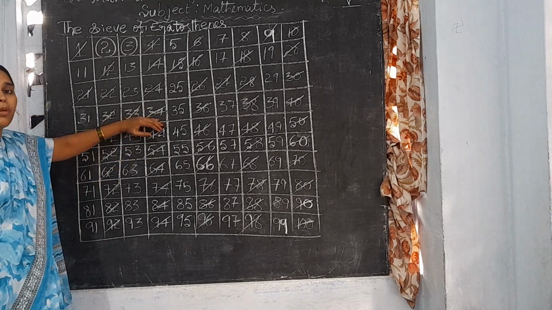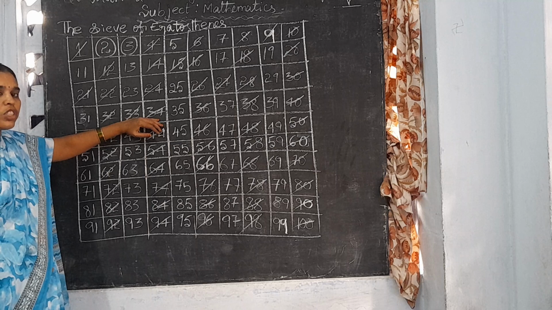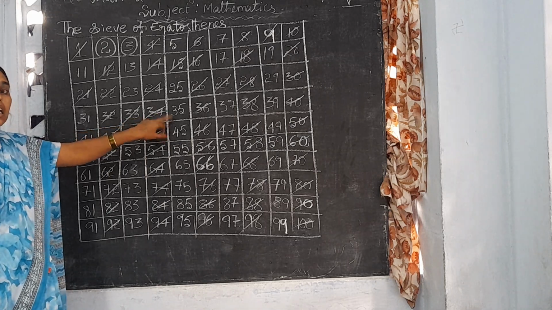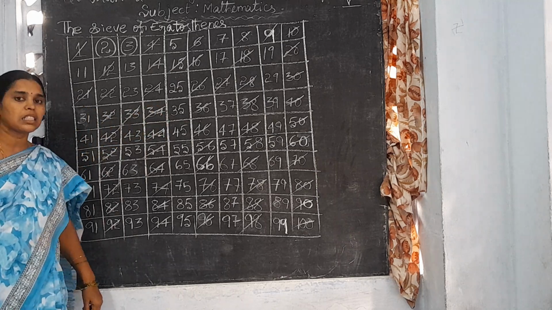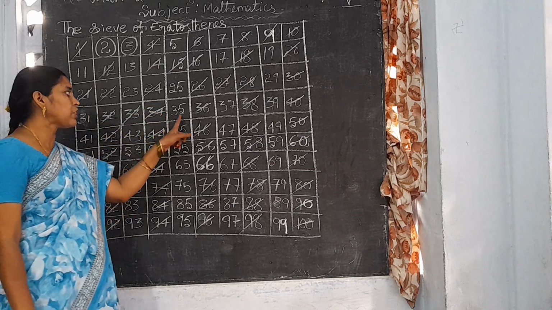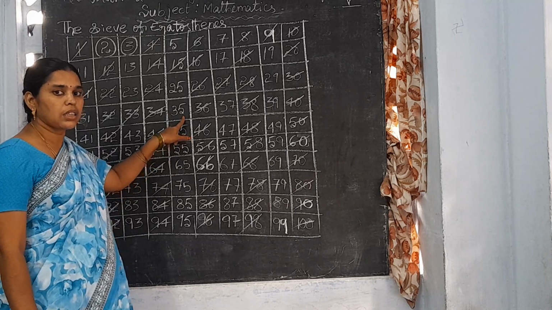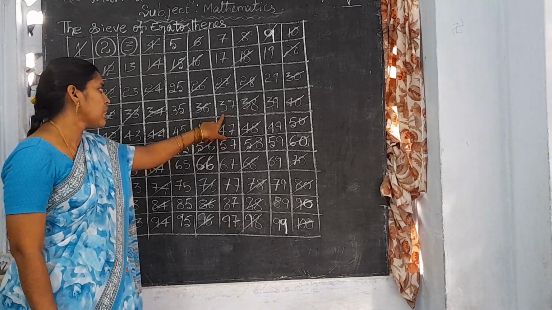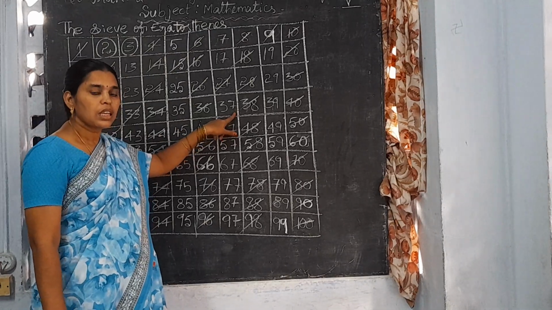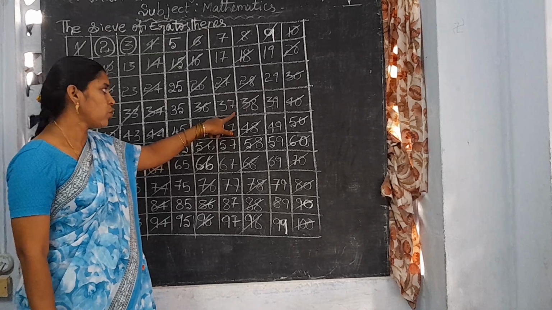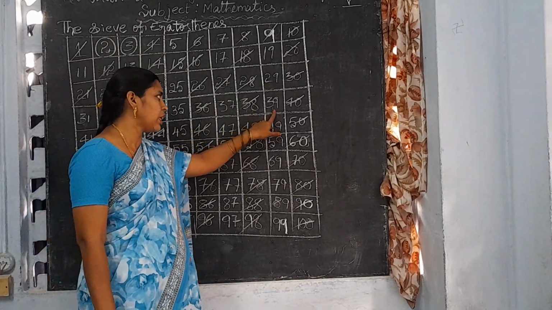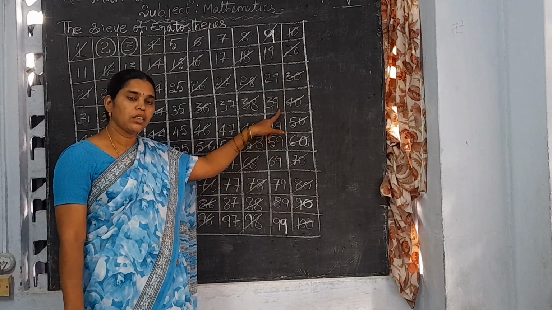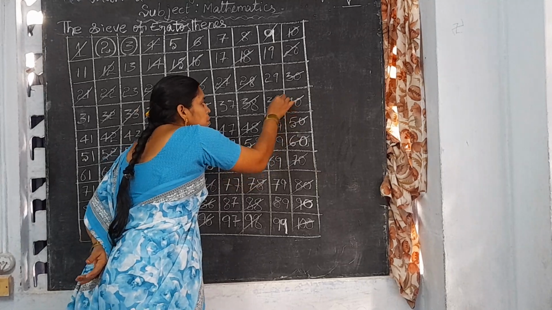Here you use the divisibility rule of 3. What is the divisibility rule of 3? If you add the sum of the digits and it is divisible by 3, then the number is divisible by 3. See here, 3 plus 5, how much? 8. Is 8 divisible by 3? No. So leave it. Now you go to this. 3 plus 7, 10. Is 10 divisible by 3? No. Then leave it. Then you go to here. 3 plus 9, 12. Is it divisible by 3? Yes. So this number is divisible by 3.